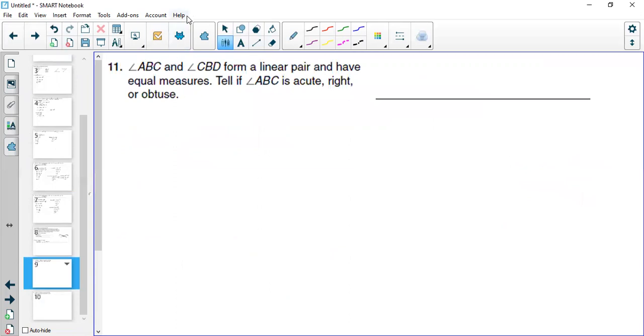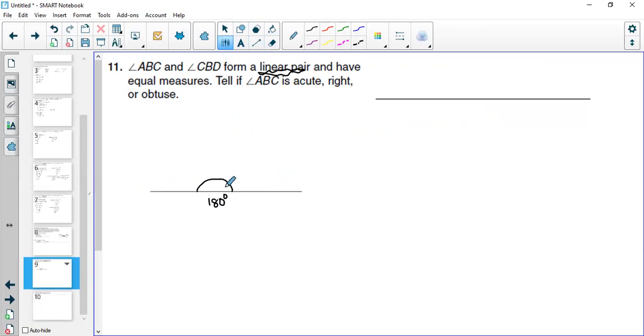Angle ABC and CBD form a linear pair. Now again, linear pair means they're angles on a straight line. So they can be angles like this, right? And they have equal measures, so both of the angles have equal size. So how much is the measurement of angles on a straight line? The angles in a linear pair make up 180 degrees.